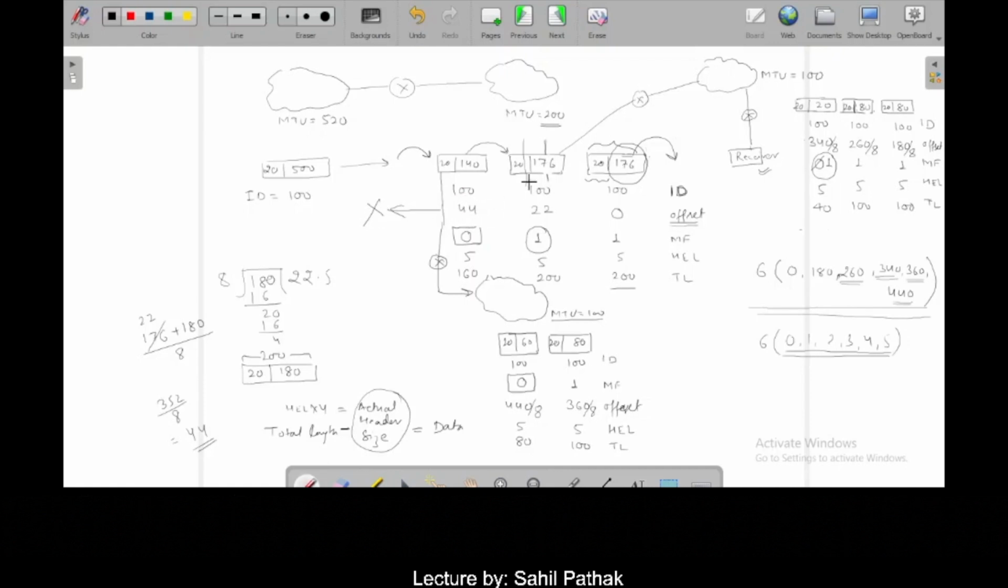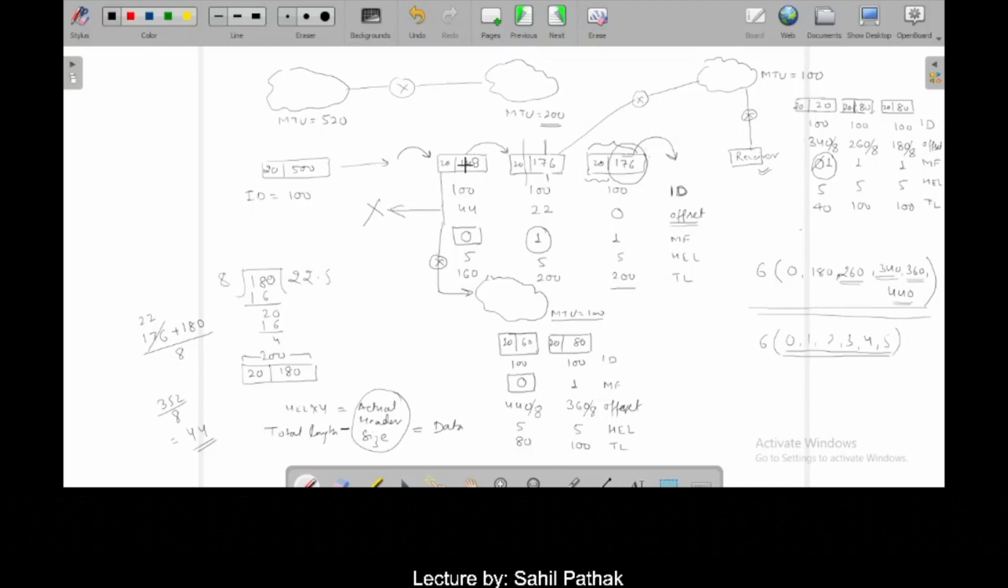So yes, you can see how much data there is: 176, and here also it is 176. Now how much data should be put in the last fragment? The last fragment should have 148 to make it 500. 176 plus 176, and the data left is 148. So this is how we can calculate.